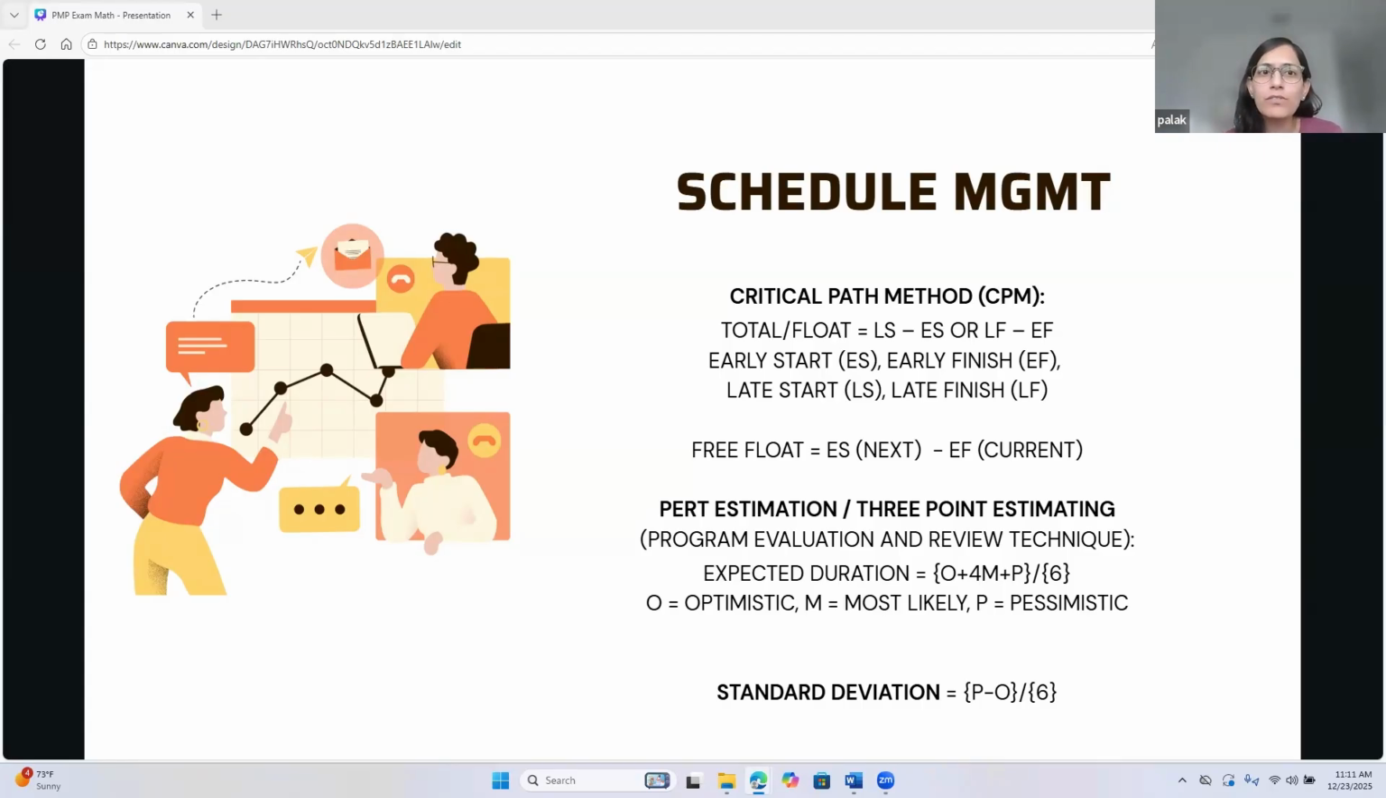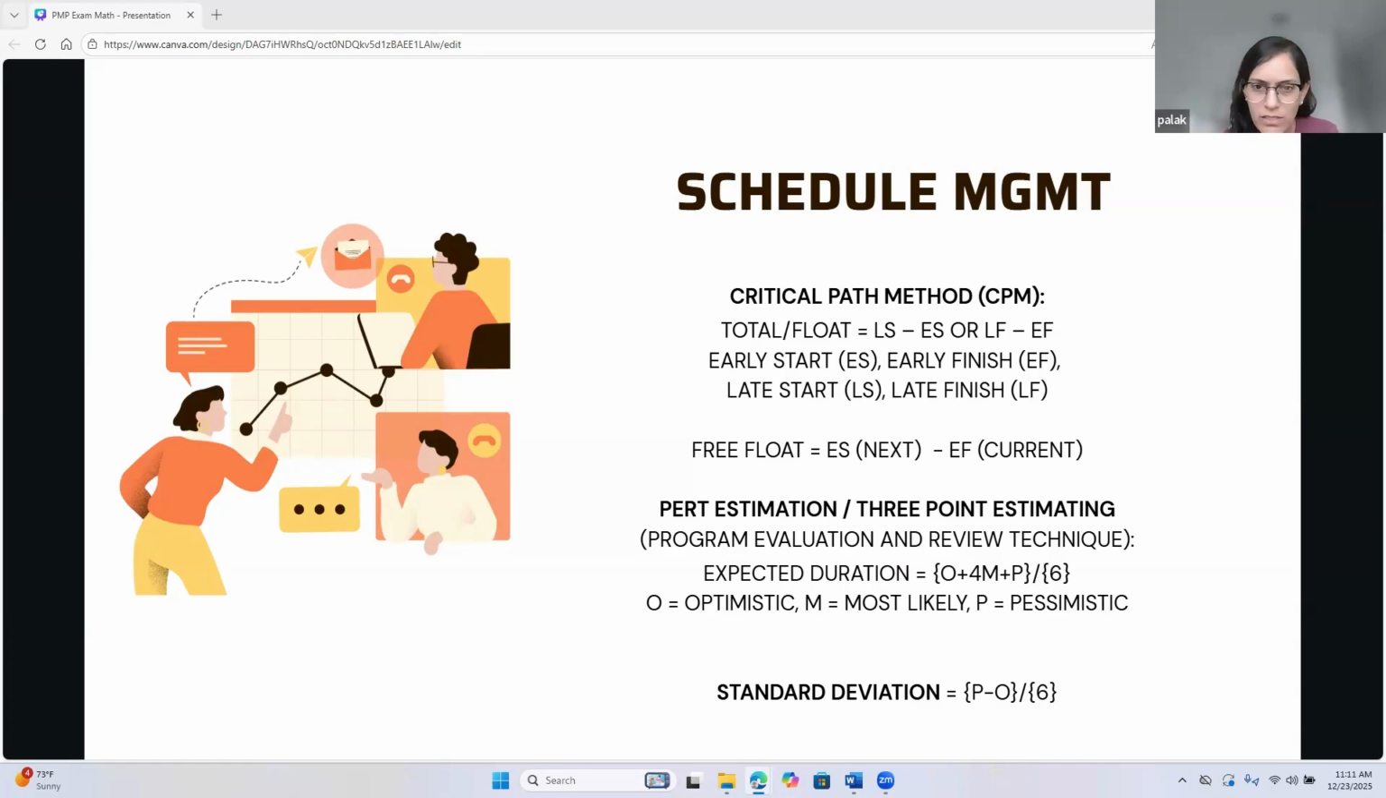Next are the most practical parts of schedule management, the math behind how we plan, sequence, or analyze project timelines, right? These formulas aren't just for the exam, but are how, as a real project manager, we understand float, critical path, and schedule flexibility. So first here is the critical path method. The critical path is the longest path through the network diagram. It determines the shortest possible project duration, and activities on the critical path have zero float. Float is more like slack, or not having any wiggle room. Okay, so the first one is total float.